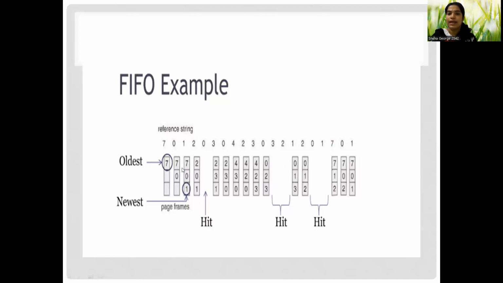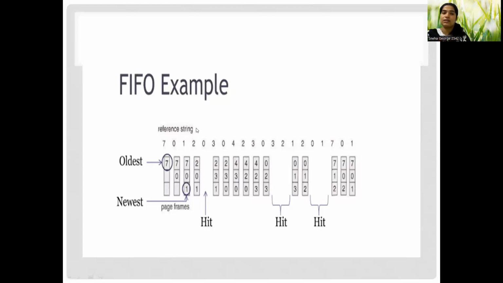So likewise, the entire reference string will be looked through to find how many page faults occur. In this particular example of the reference string, there are actually 1, 2, 3, 4, 5, 6, 7, 8, 9, 10, 12, 13, 14, 15. 15 page faults occur. And how many hits? 4 to 5 hits.